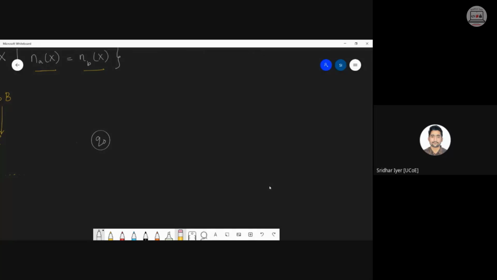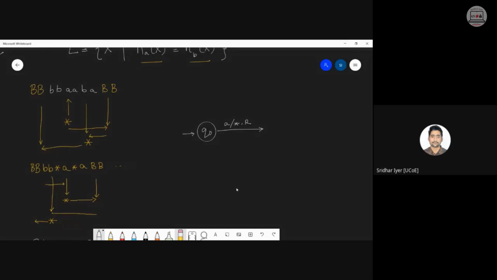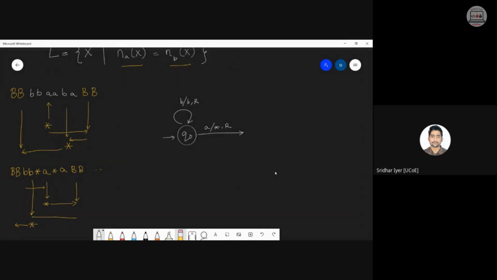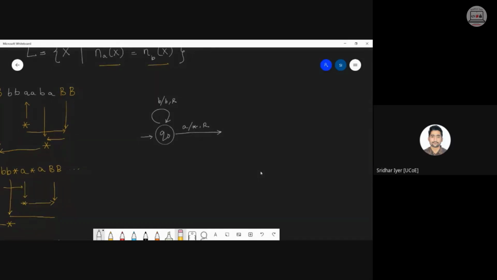Okay, so the first thing is we are in Q0. I will quickly draw the diagram from Q0. Whenever you encounter the first A, you have to convert it with a star and move right. Now, as per our example, we had bypassed every B over here, right? So I would be bypassing B until I reach the A symbol. Clear? As soon as A comes, you have to replace it.